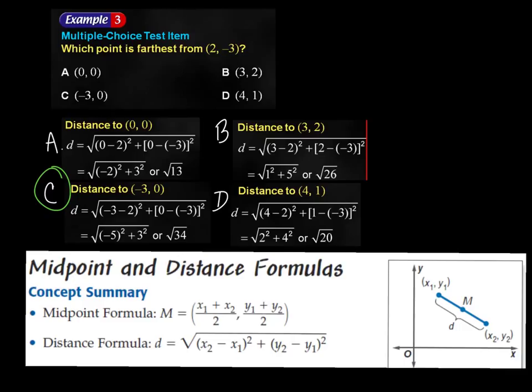The two formulas that we looked at in this lesson were the midpoint formula, where we find the mean of the x parts of our coordinates and the mean of the y parts, and the distance formula, which looks an awful lot like the Pythagorean theorem. Difference in the x squared plus the difference in the y squared.